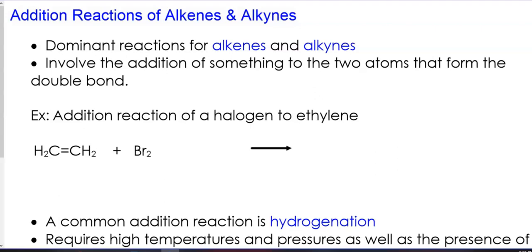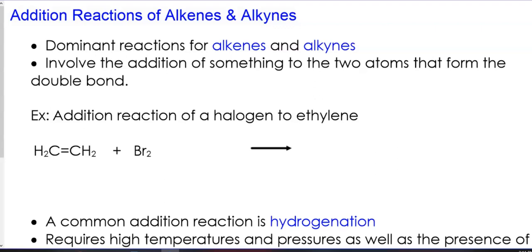This video is on addition reactions for alkenes and alkynes. Addition reactions are the dominant reactions for any alkene and alkyne. This means it's the addition of something to the two atoms that form the double bond. The double bond will break, and those atoms, those carbons in this case, will bond with whatever you're adding.